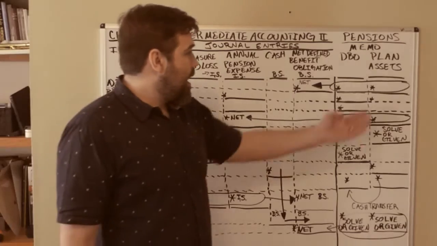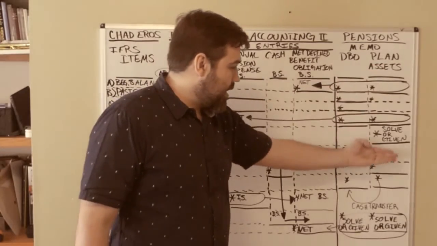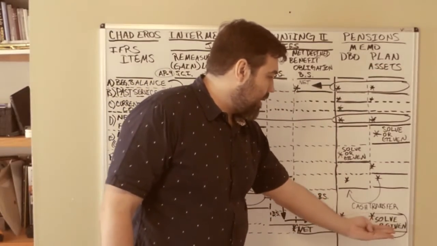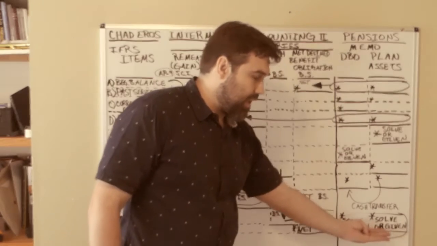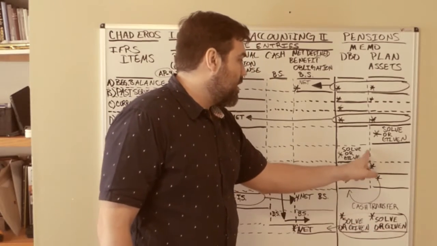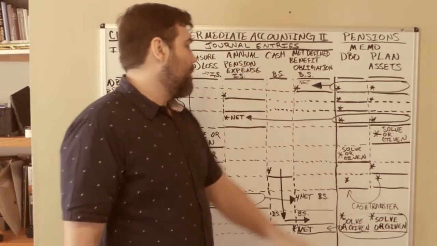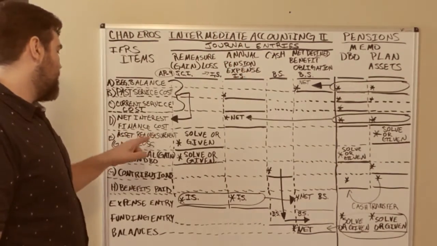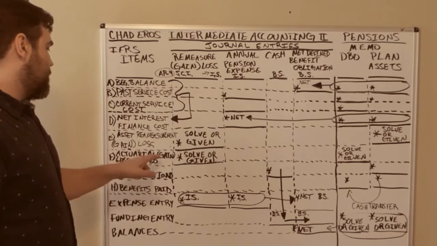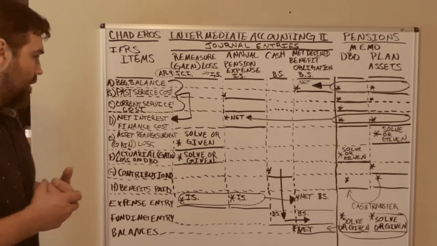So when you add up your beginning plus your changes, then you get to the bottom and it doesn't sum up to what they gave you in the problem, then you just take the difference that you're off by and plug it in to asset remeasurement gain or loss, or actuarial gain or loss on defined benefit obligation.